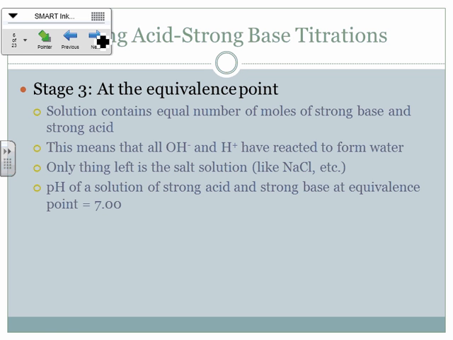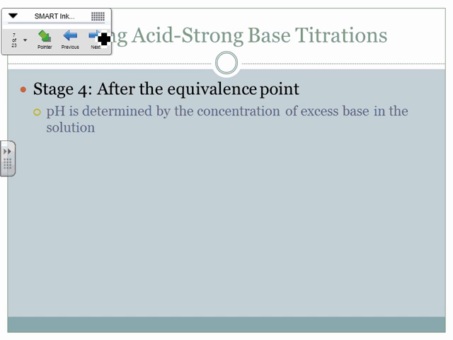Okay? So, for example, in NaCl, right? Na plus doesn't affect the pH of the solution, Cl minus doesn't affect the pH of the solution. So pH is going to be 7 for a strong acid, strong base titration. Then after the equivalence point, what you need to know is how much extra OH minus we have dumped into the solution, and you can use that to calculate your new pH. So fairly simple calculations when we're talking about strong acid, strong base titrations.